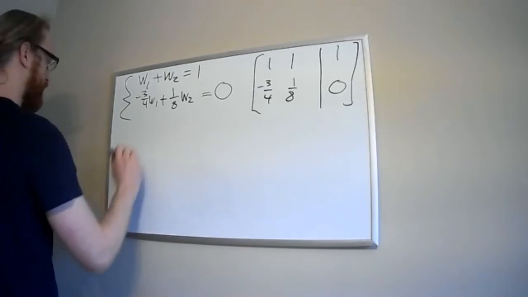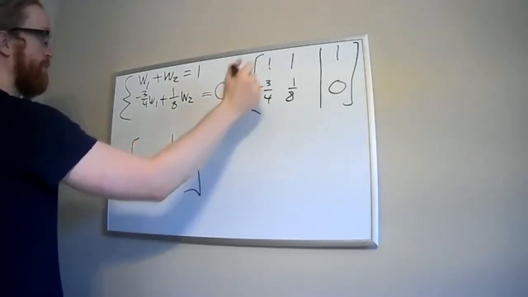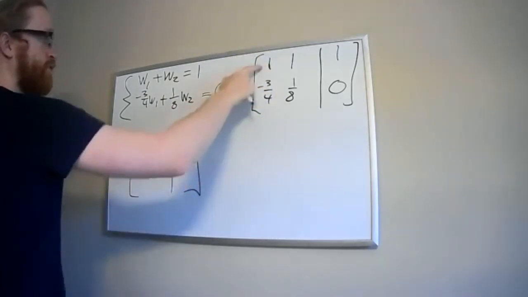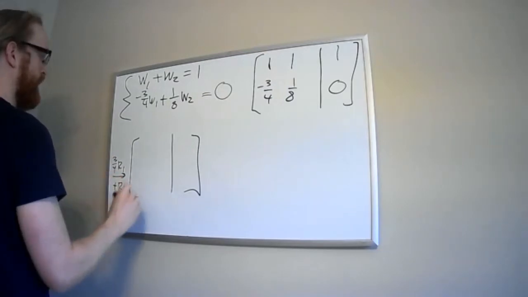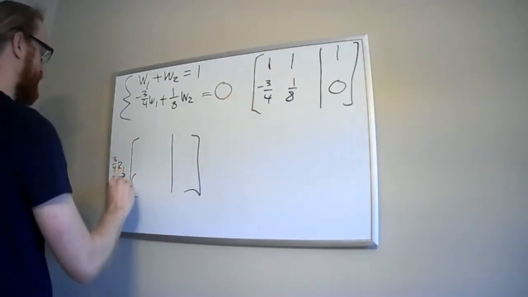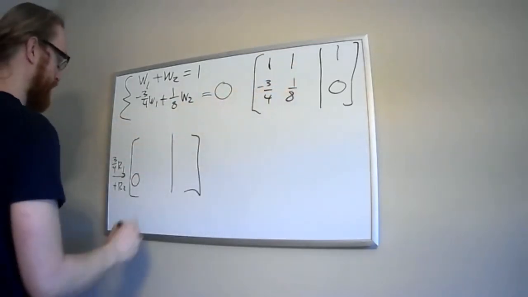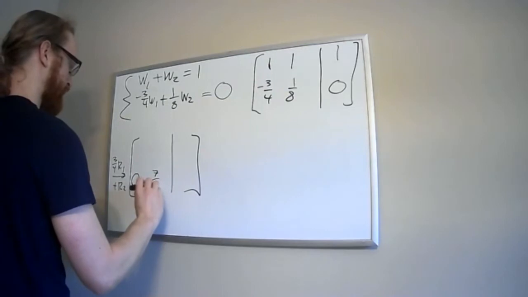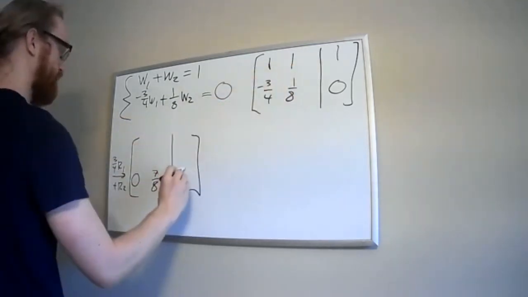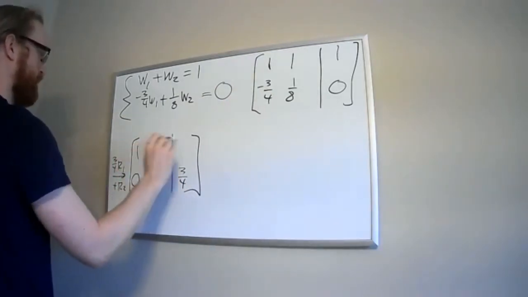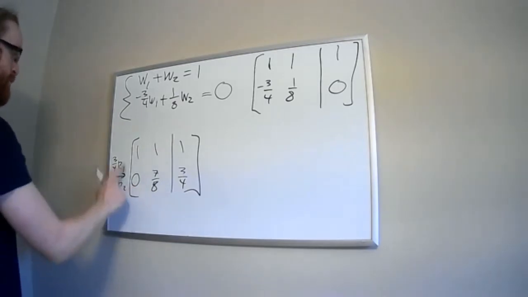So what do I want? I want a 0 where that 3/4 is. I already have a 1 here. I want a 0 here now. So I'm going to take 3/4 times the first row and add it to the second row. And what will happen? I'll get 0. What's 3/4 plus 1/8? I think it's 7/8. You guys might want to check that. I think that's 7/8 though. And then I'll get 3/4 times 1 plus 0, which is also 3/4. 1, 1, 1. Okay.